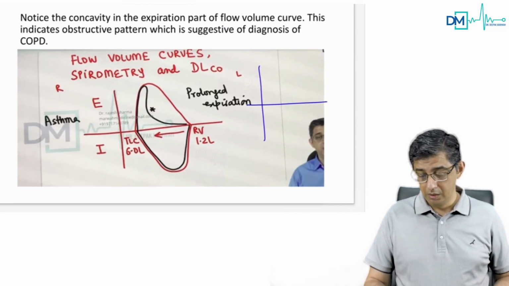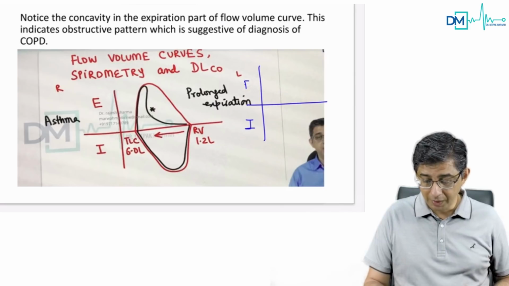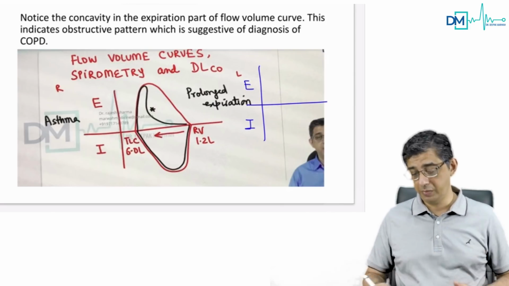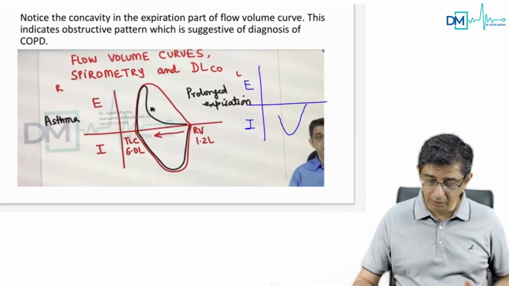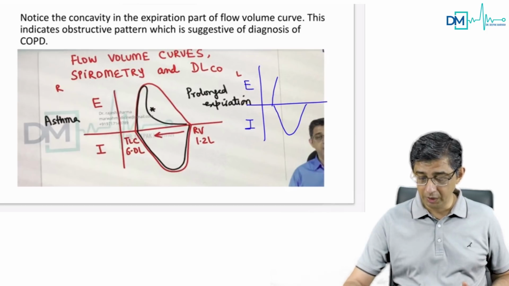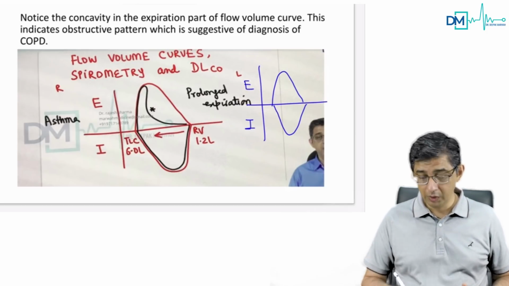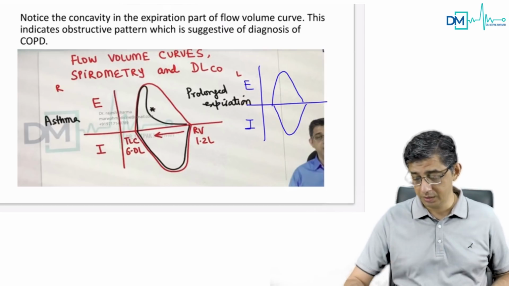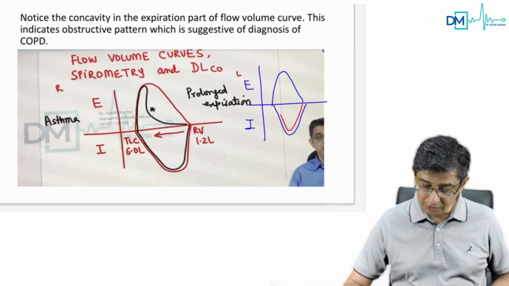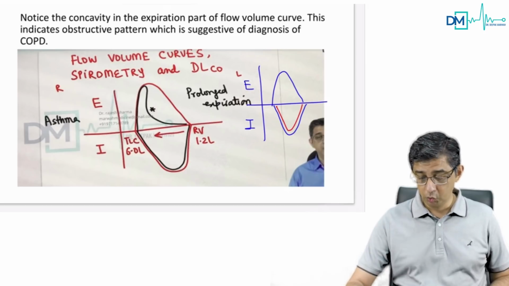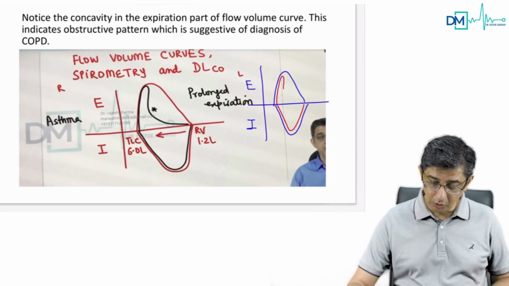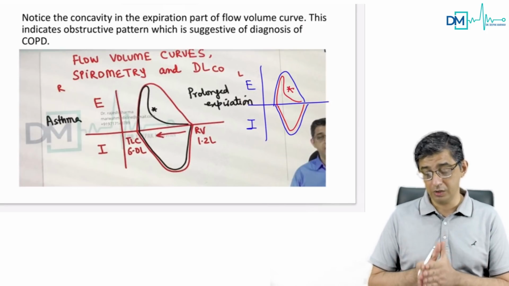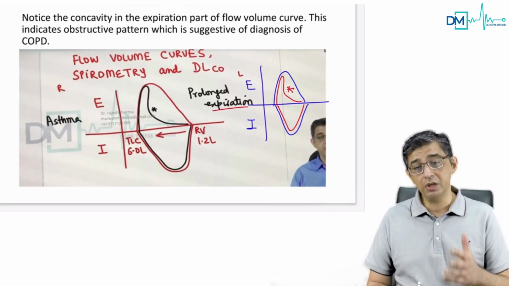5 seconds. In the flow volume curve, the inspiration part is inferior, expiration part is above. Ask this guy to breathe in, then ask this guy to breathe out. Now what happens in asthma or COPD is breathing in is okay, but asthma is a disease of expiration. So this expiratory part will be concave, this part will be scalloped, this would be a concavity because of prolonged expiration seen in obstructive airway disorder.